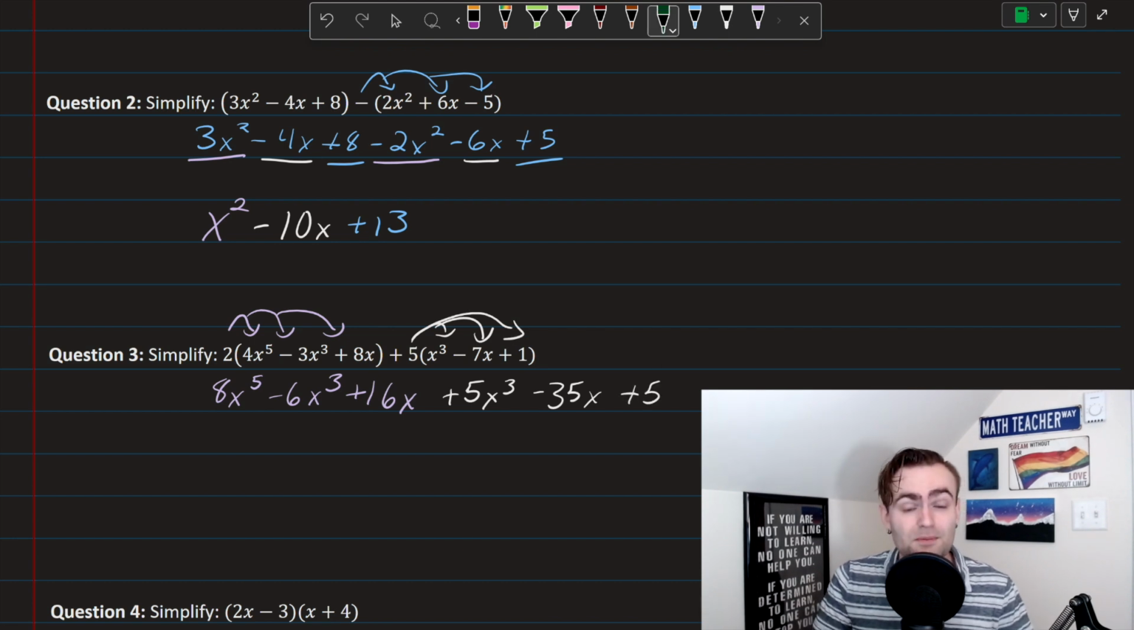So like in the previous problem, we're going to combine like terms. I notice that this 8x to the 5th does not have a buddy, so it stands alone. Sorry if that's a little hard to see.